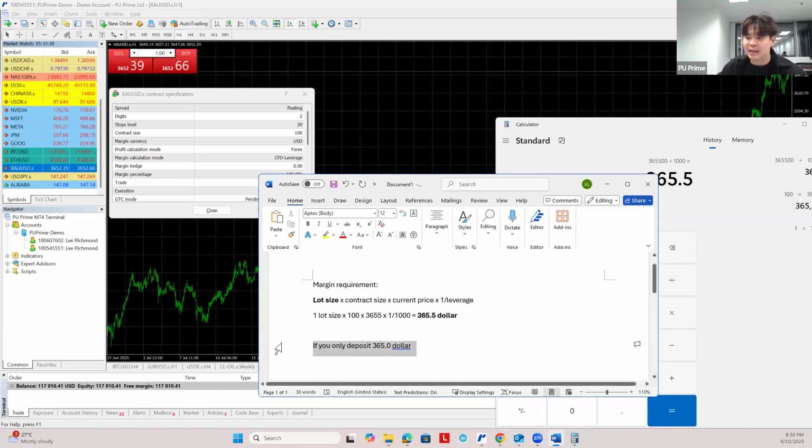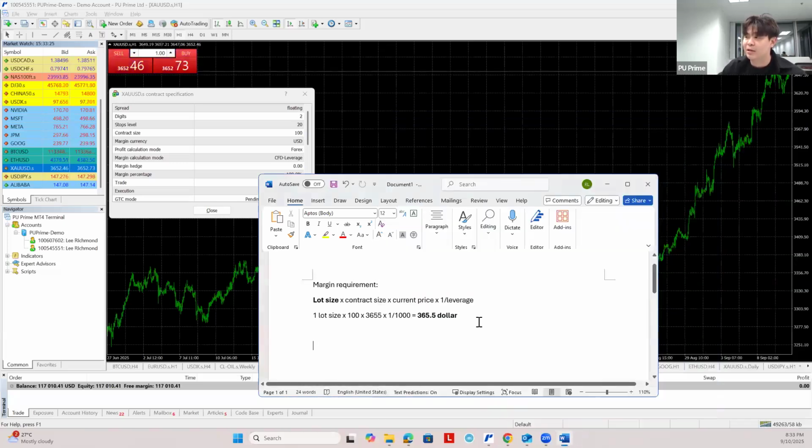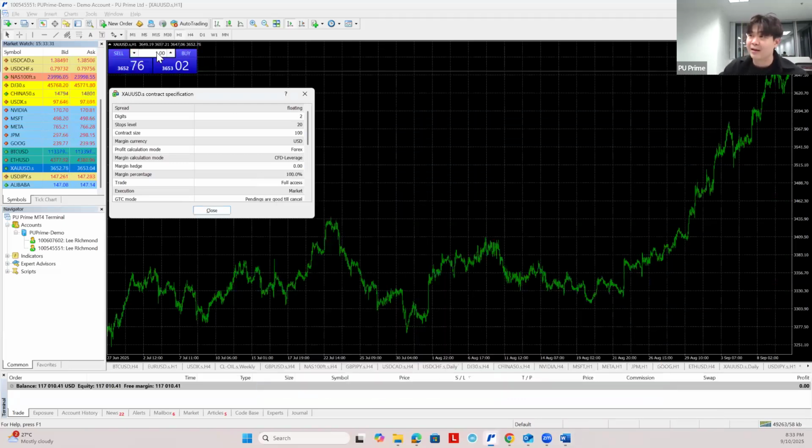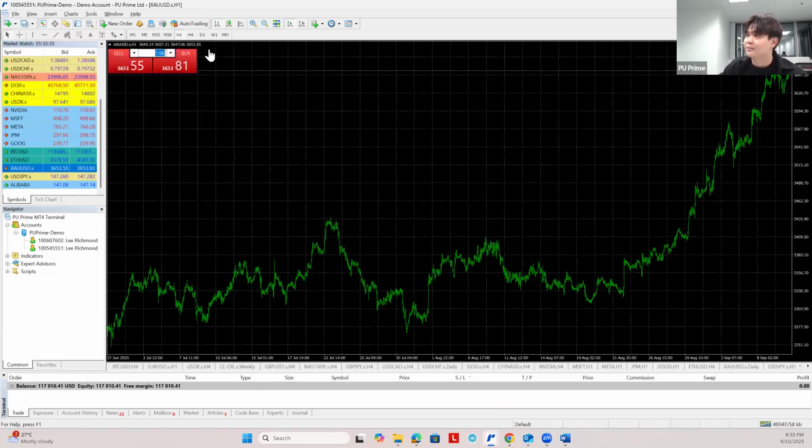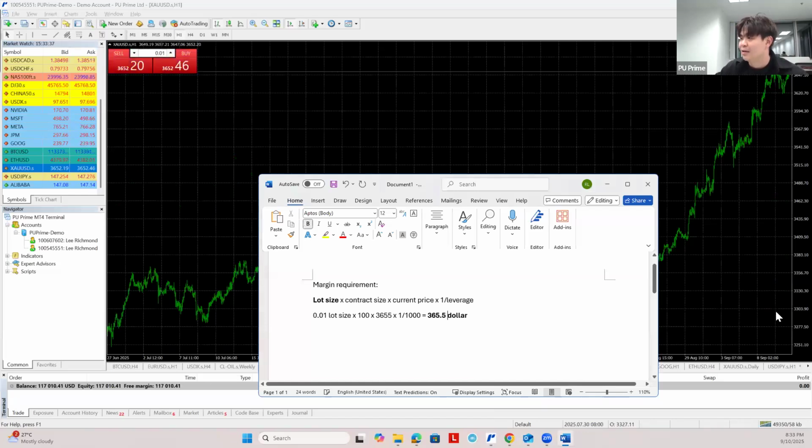Okay, so this is something that you need to bear in mind. So when you can't open the trade, don't have to worry about it. Maybe it's because you deposit lesser, or you can actually make a smaller trade. So let's say if you only trade with 0.01 lot, you just click 0.01 lot. Then you just need maybe $3.655. So now you understand how much deposit you need to make in order for you to do the trade.